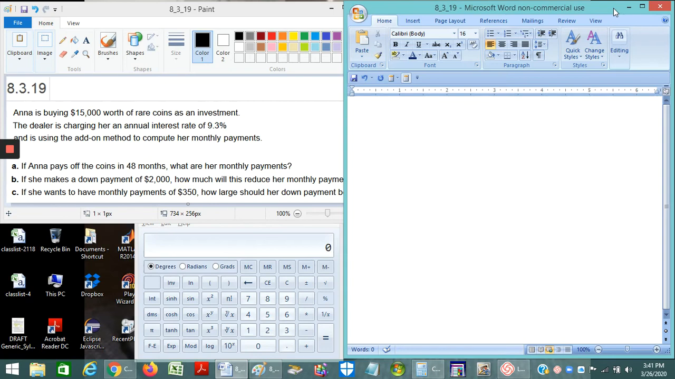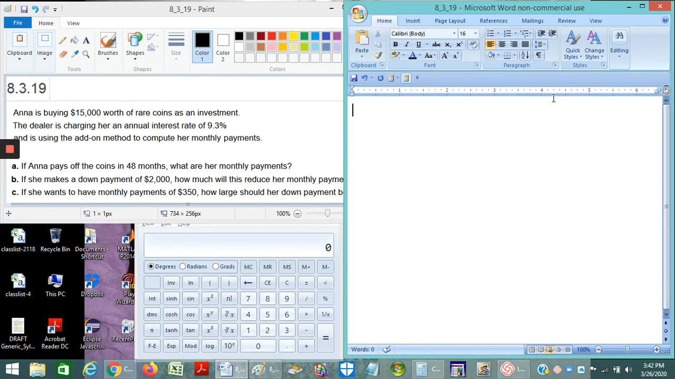Okay, let's take a look at problem number 19 in section 8.3. Anna is buying $15,000 worth of rare coins as an investment. The dealer is charging her an annual interest rate of 9.3% and is using an add-on method to compute her monthly payments. If Anna pays off the coins in 48 months, what are her monthly payments?